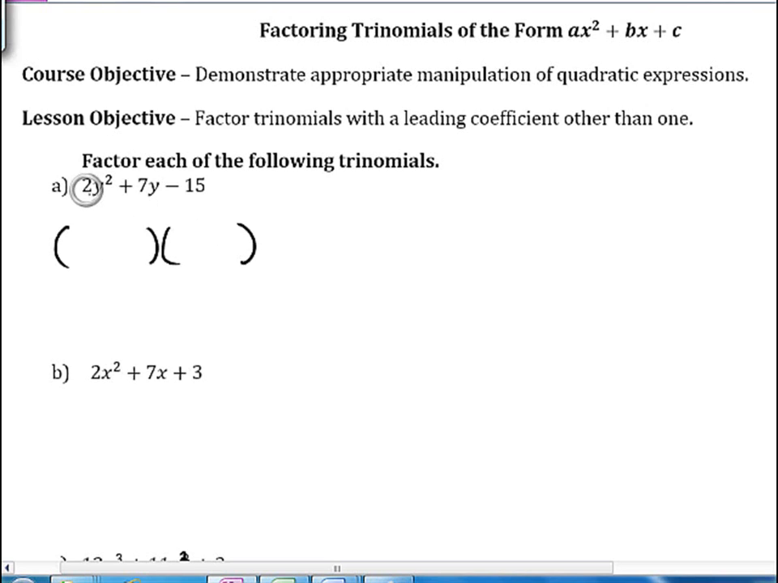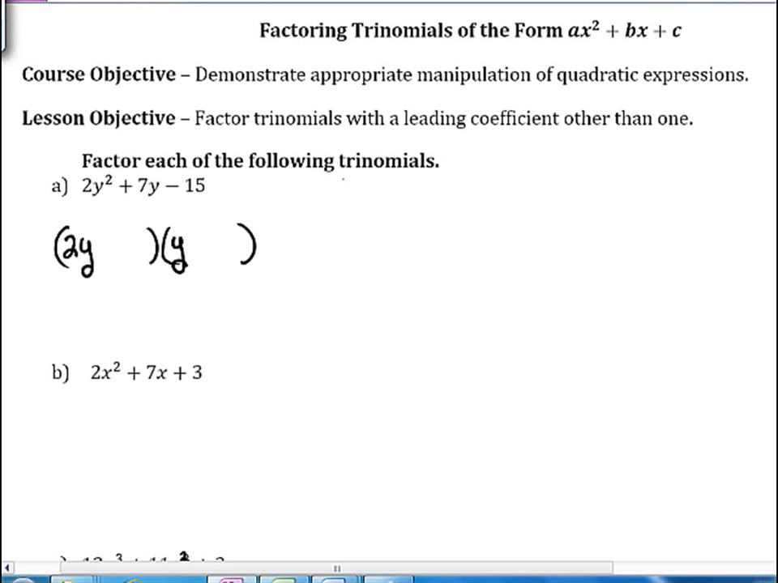And so we want to factor this 2y squared. The only way for us to factor this is to factor it as 2y times y. There's no other way. We need to have the y in both sets of parentheses, and the only way for us to factor 2 is 2 times 1. So it has to be 2y and y.